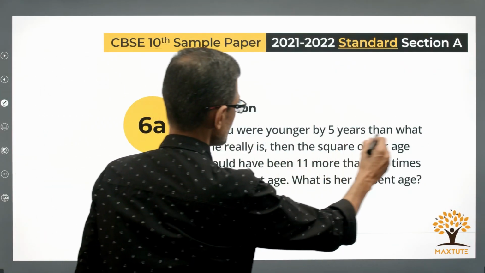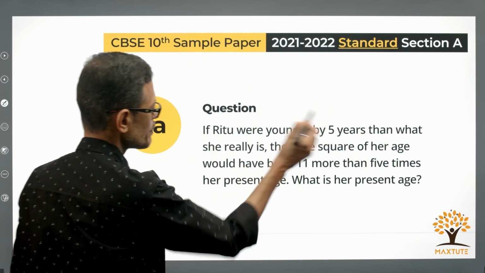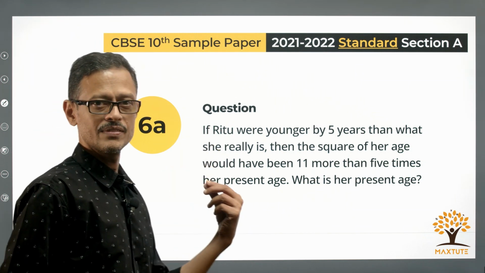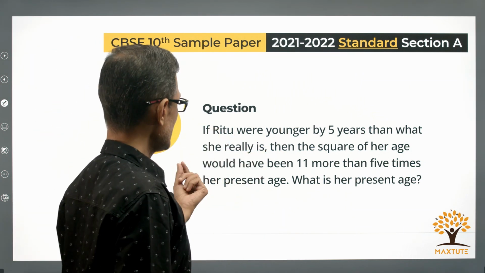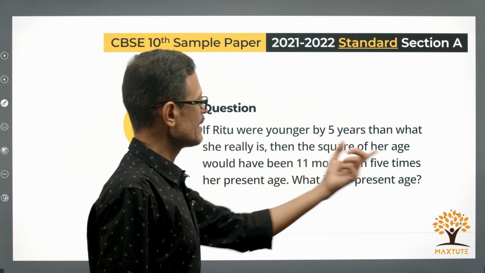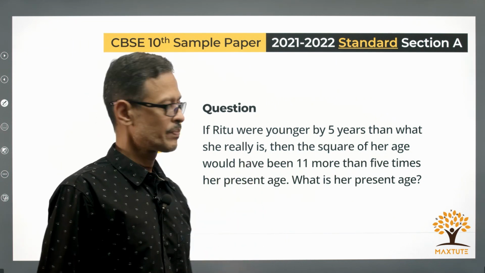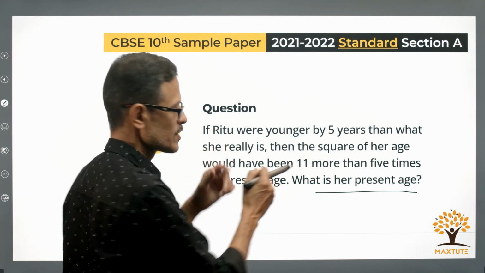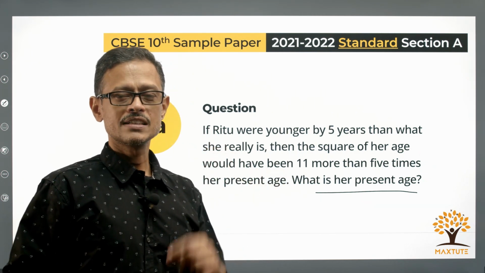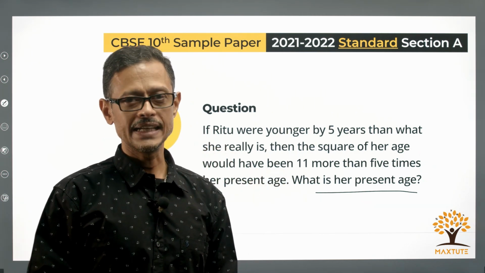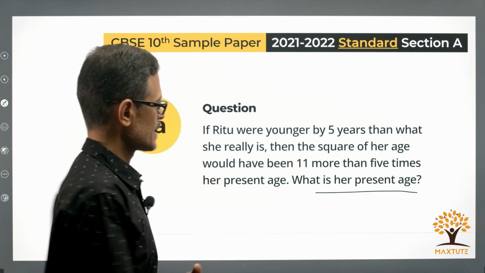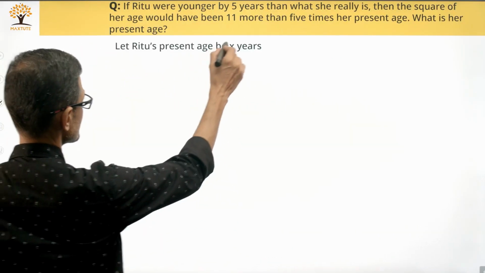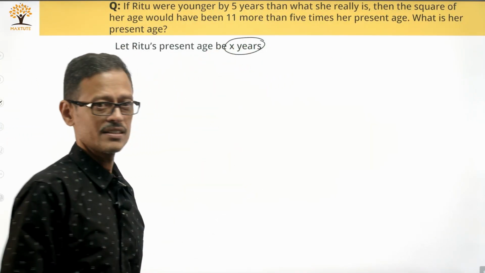If Ritu were younger by 5 years than what she really is, then the square of her age would have been 11 more than 5 times her present age. What is her age? This is what we need to find out. We'll break each of these parts and then make sense out of it. So let's start by assigning a variable for what we need to find out. We need to find out her age. So I'm going to assign a variable for her age. Let's say that is equal to X years.